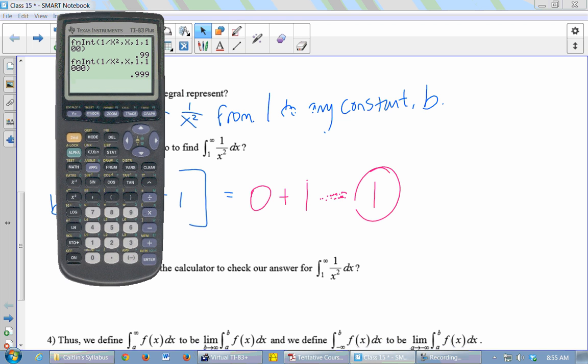0.999. Put in 10,000, and we're going to start to see that this thing is actually approaching 1. In fact, after a while, it might start to give us 1 because it just can't be that accurate. Well, 0.9999. So it looks like this is definitely approaching 1.